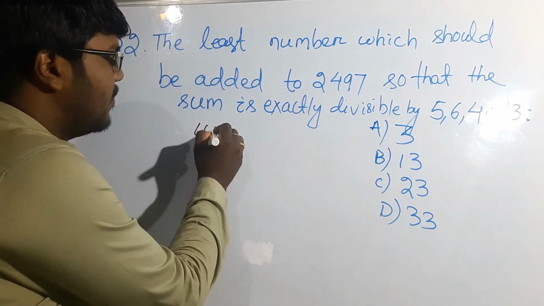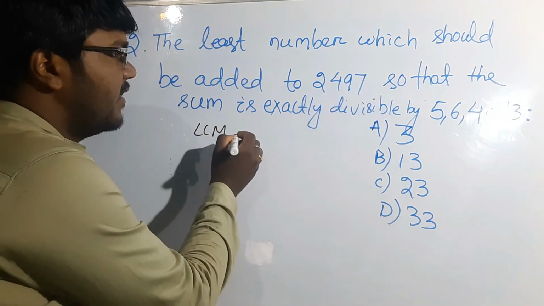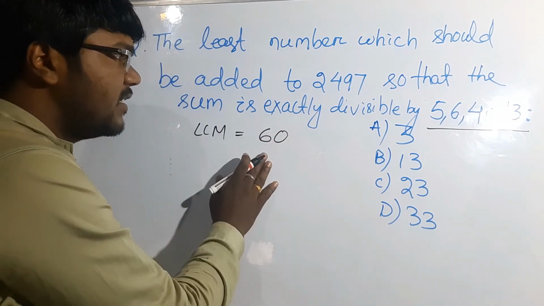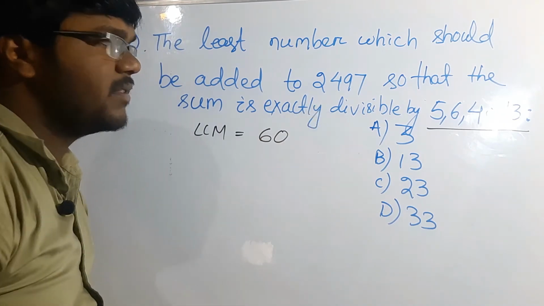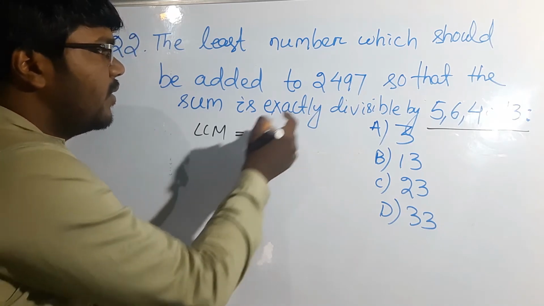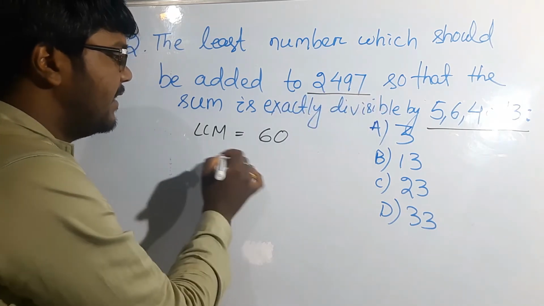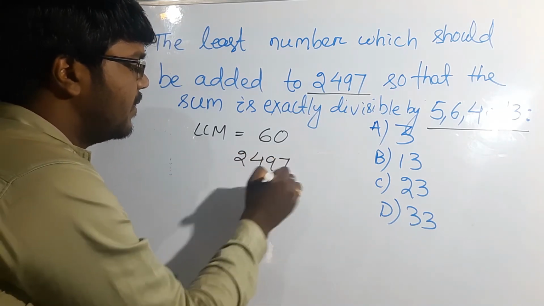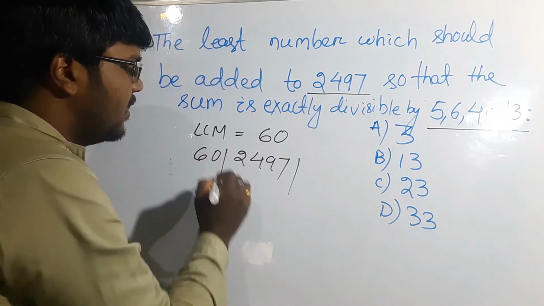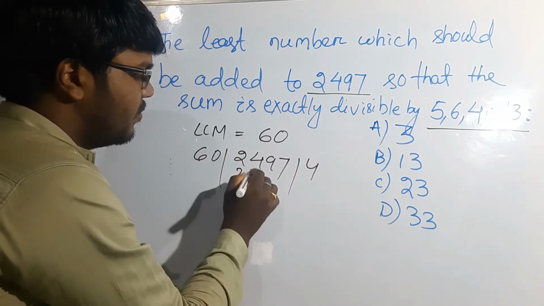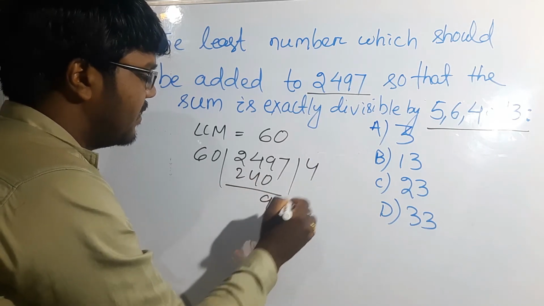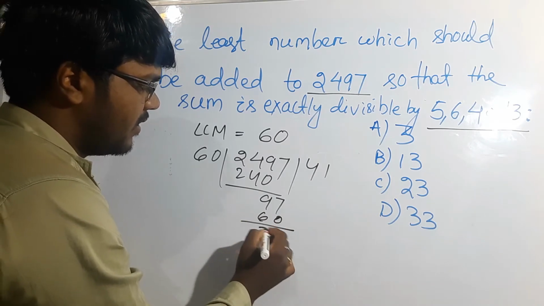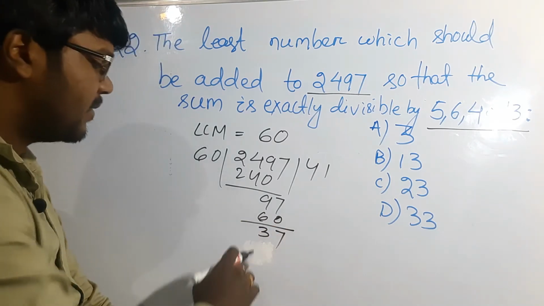So the LCM of 5, 6, 4, 3 is 60. Now 60 is divisible by all the numbers 5, 6, 4 and 3. Now what will happen when we divide 2497 by 60? 2497 divided by 60: 6 4s are 240, 97, 6 1s are 60, so it will give 37. So 37 is the remainder.